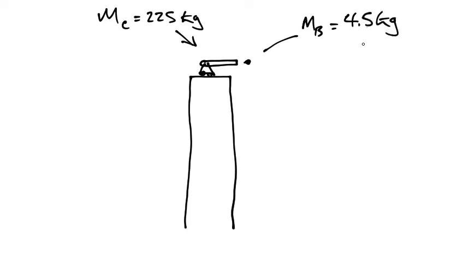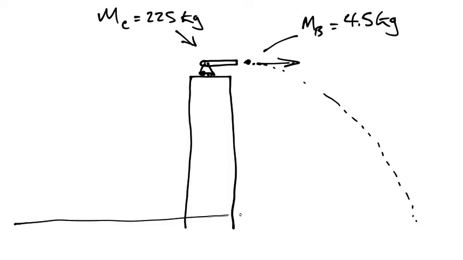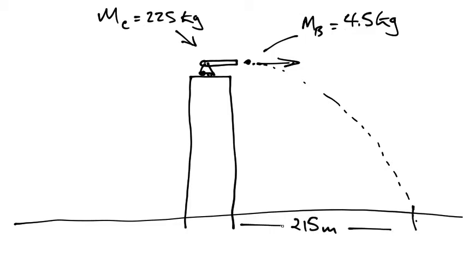And when the cannon is shot, it's shot horizontally. So we know that the original velocity is horizontal. And we know that the ball hits the ground 215 meters from the base of the tower. So the ball basically does this, parabolic trajectory, well, it's not a very straight line, but you get the idea. It says that it hits at 215 meters from the base.